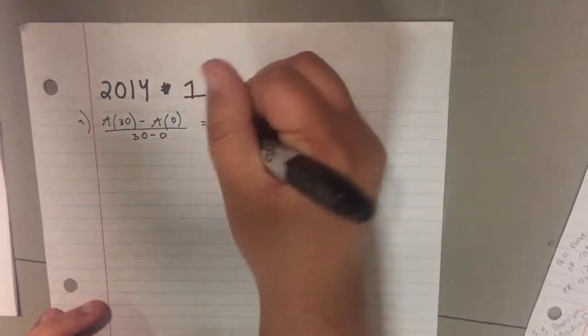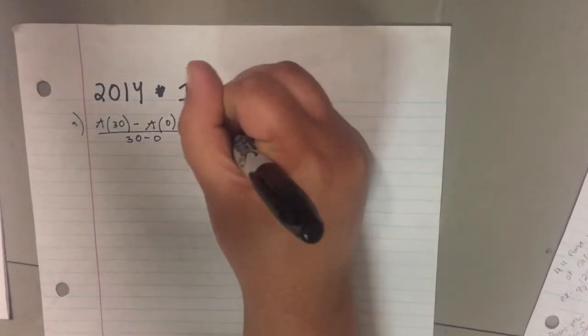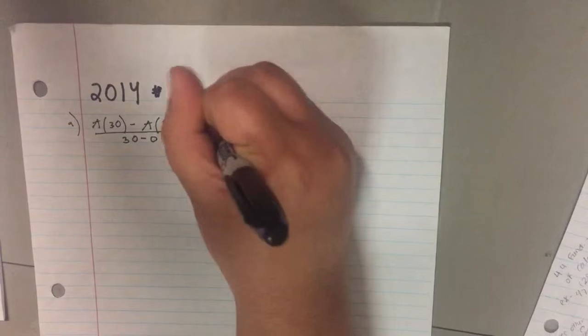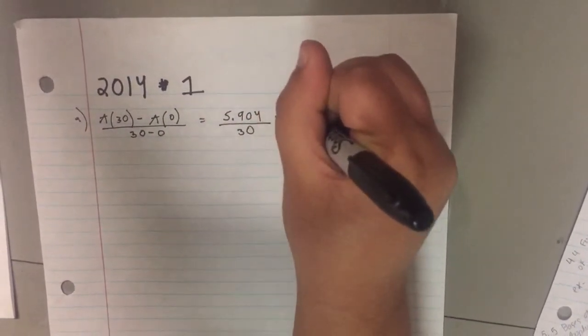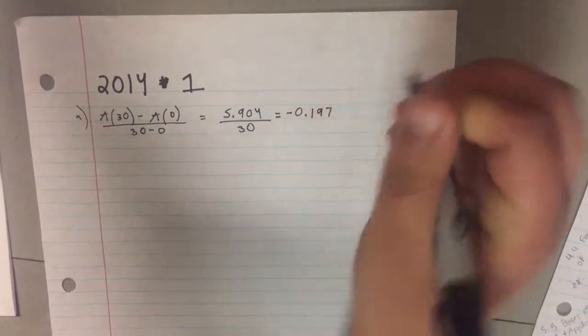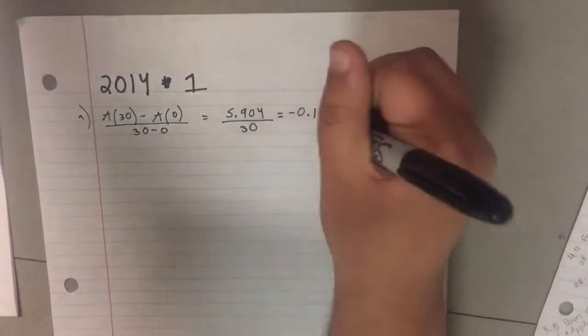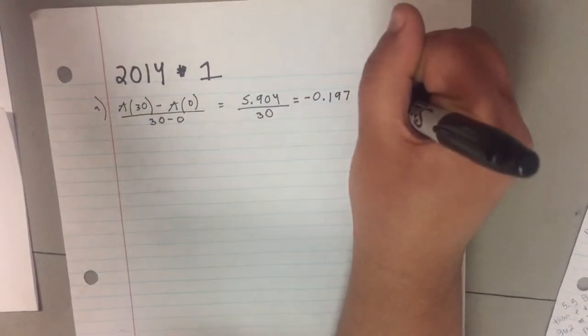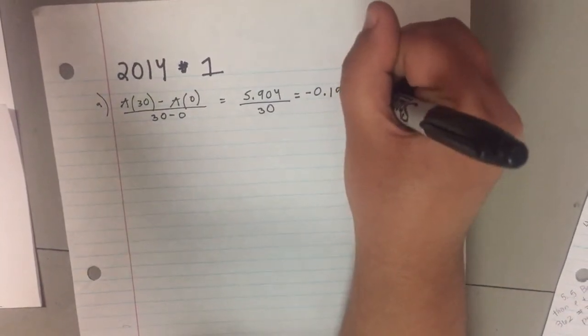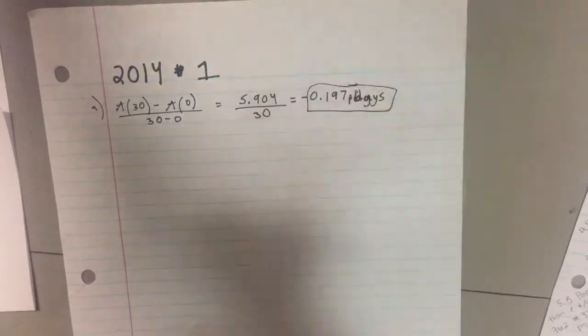So you're just taking the average rate of change. So it's A of 30 minus A of 0 over 30 minus 0, which, if you plug it in, you would get negative 5.904 over 30, which equals negative 0.197. The units are pounds per day. Pounds per day, yes. That's right. That looks really ugly, but you know what I mean.